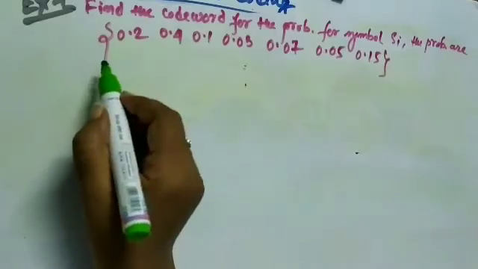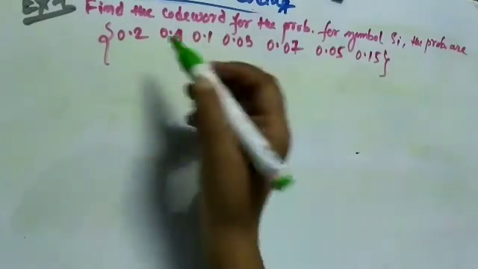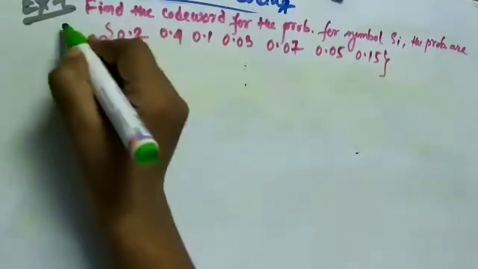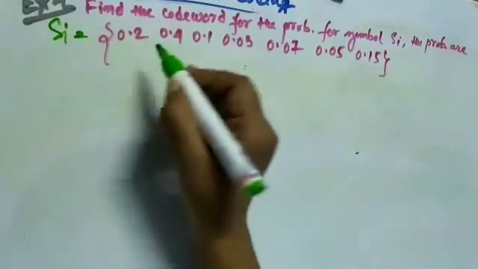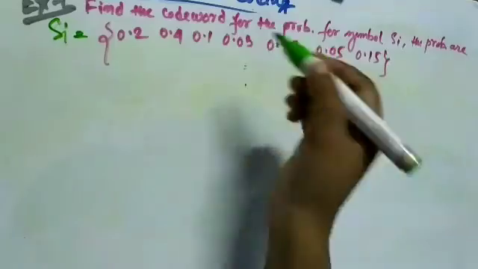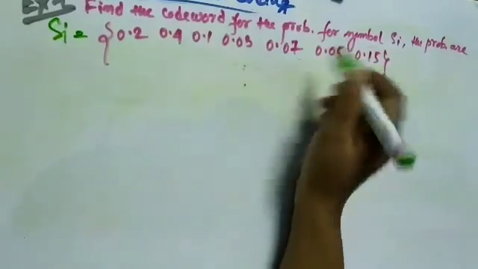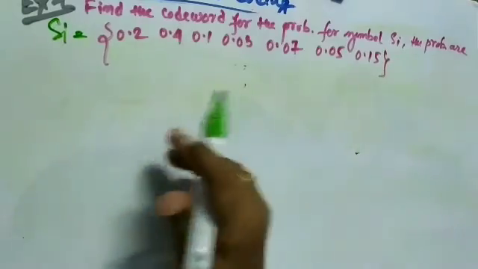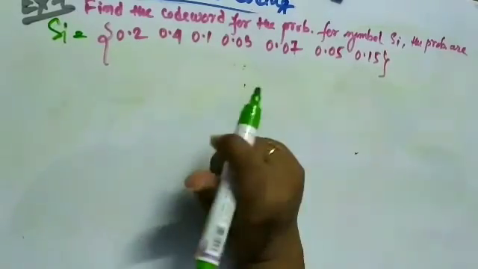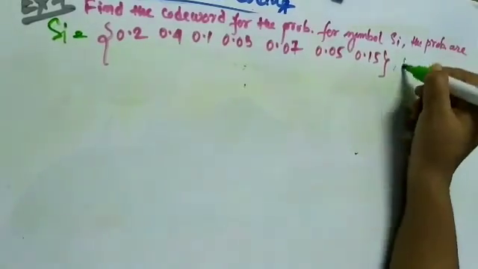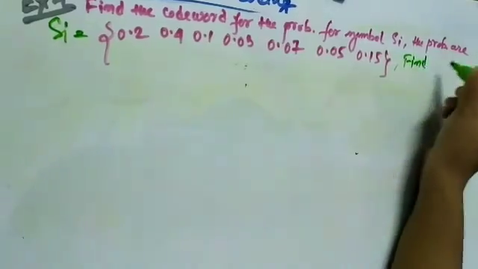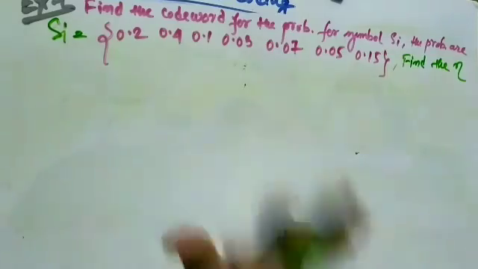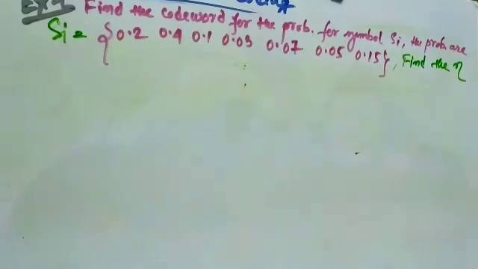So here a problem is given to you. Find the code word for the probabilities of the symbols Si, where Si equals 0.2, 0.4, 0.1, 0.03, 0.07, 0.05 and 0.15. You have to find out the code word and also find out the efficiency or eta. It is your task. Do it yourself.